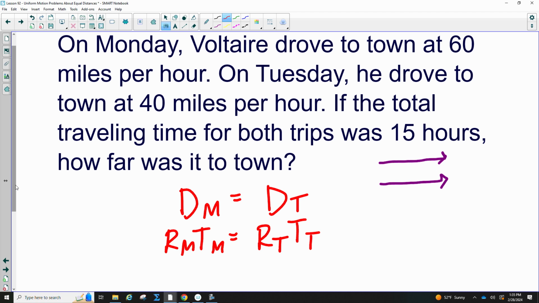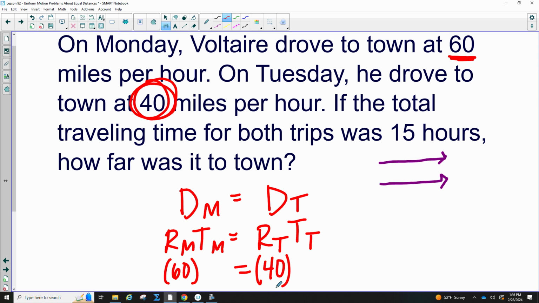Now they're going to give you bits and pieces to plug in, okay? On Monday, Voltaire drove to town at 60 miles per hour. Where does the 60 go? Yes, rate Monday, okay? Miles per hour is always a rate. Then it says on Tuesday, he drove to town at 40 miles per hour. Where does the 40 go? I'll assume you all said that. Rate on Tuesday. Great, okay?